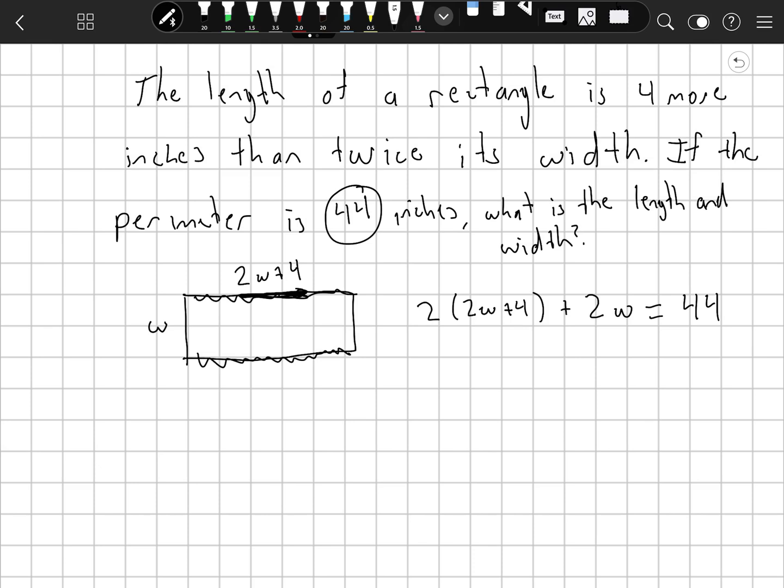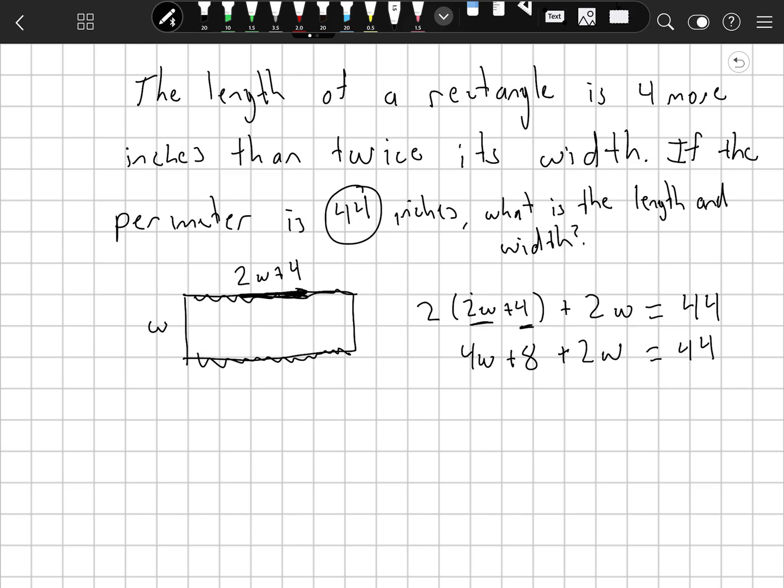First of all, we've got 2 of these 2w plus 4s. Let's distribute this out. So if we had one 2w plus 4, that would just be 2w plus 4. But we've got 2 of them, so we've got 2 of this piece here. That'll make it 4w. And we've got 2 of this piece here. That'll make it 8. So there we have it: 4w plus 8 plus 2w equals 44. That's the distributive property.